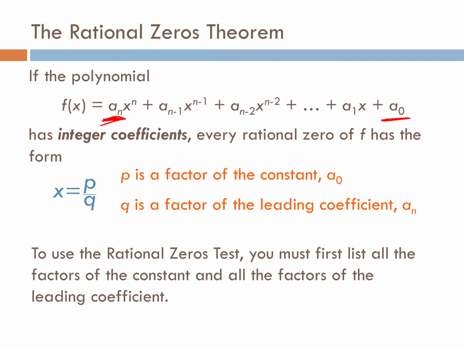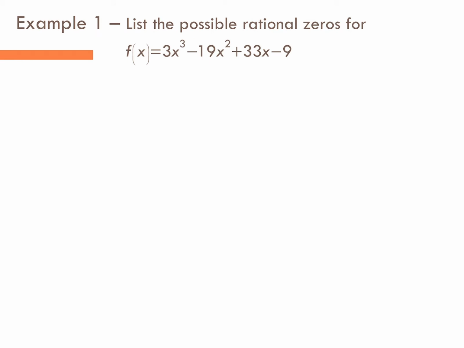So we're going to use the rational zeros test. You must first list all the factors of the constant and all the factors of the leading coefficient. So remember, a factor is a number that goes into that number. So if we look at a couple examples, notice it just says list all the possible ones. We know there's 3, but there's a lot of possible ones, so we're going to list them all. So to list them all, we have to know what our P is, and we have to know what our Q is, because remember it's P over Q.